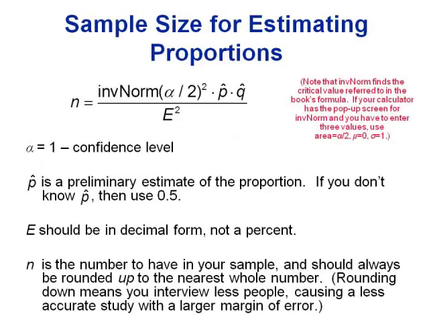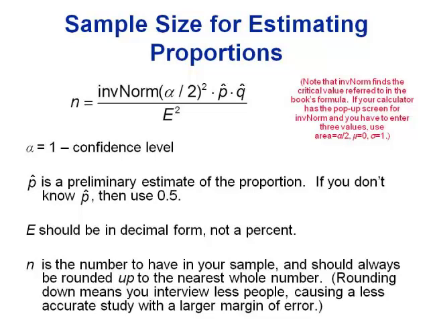So here's the formula, and it uses the inverse norm in the distribution menu that we used in the last chapter. So it's inverse norm of alpha over 2, and then you square it times p hat times q hat, and then you divide it all by the margin of error squared. So I've got what these letters stand for.